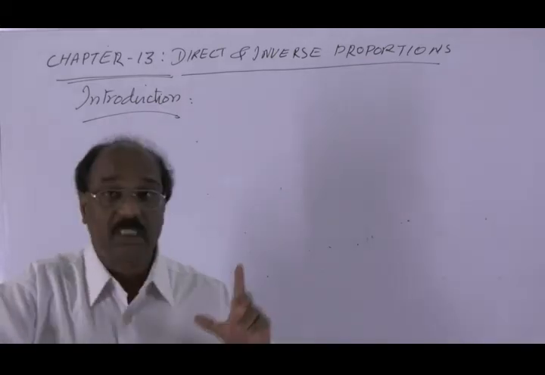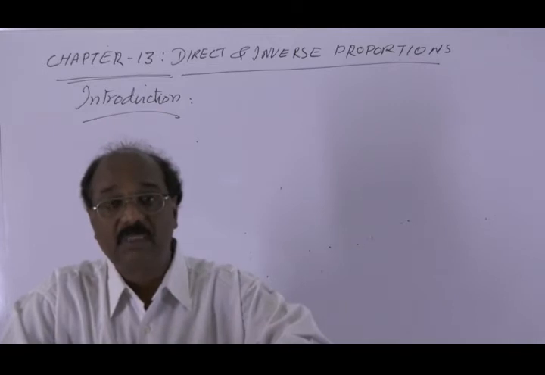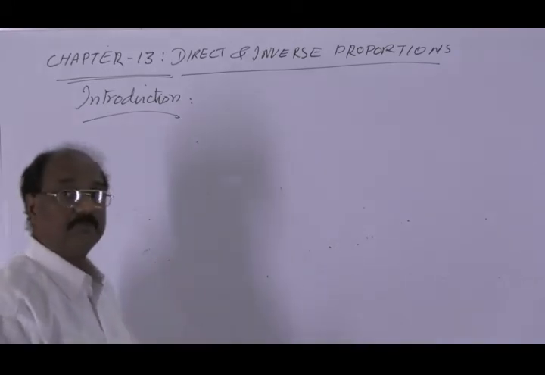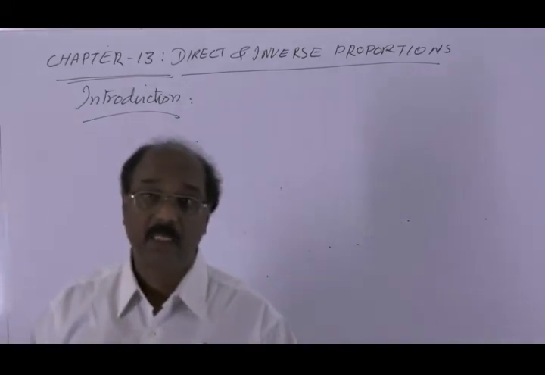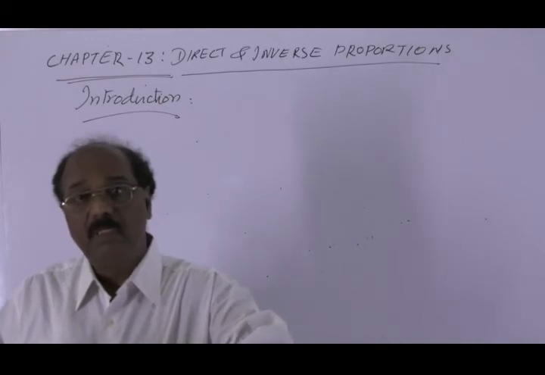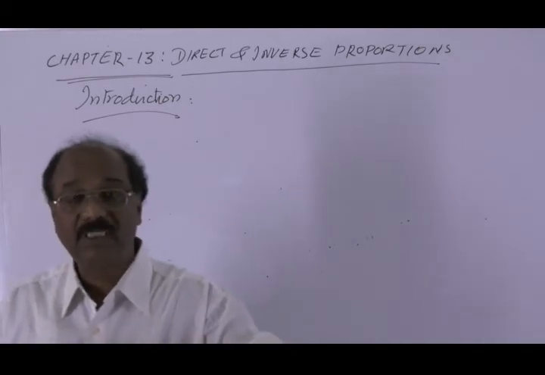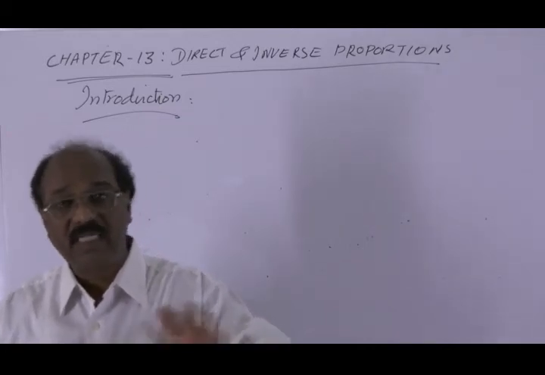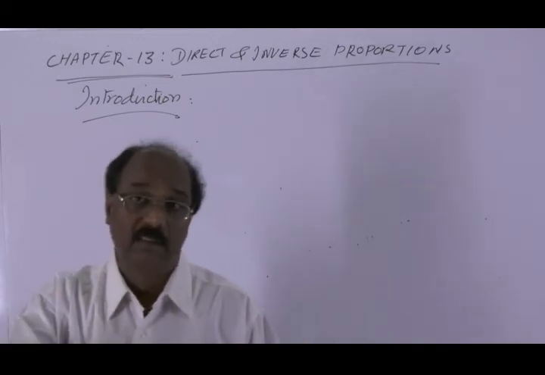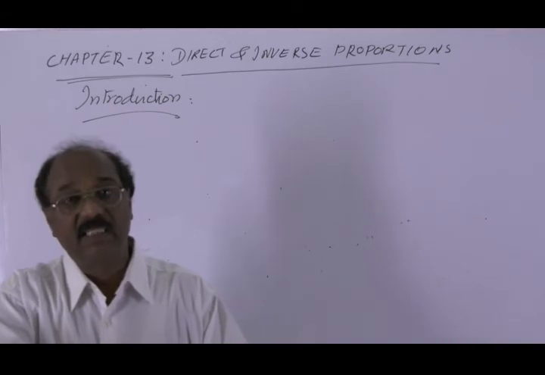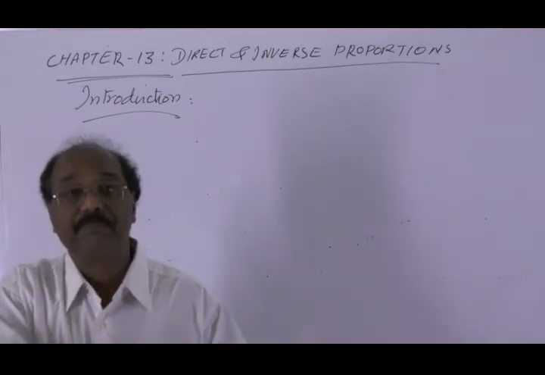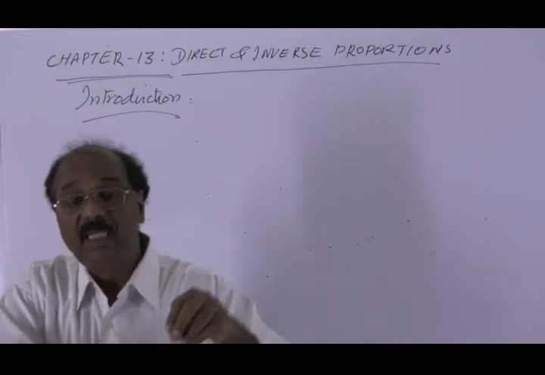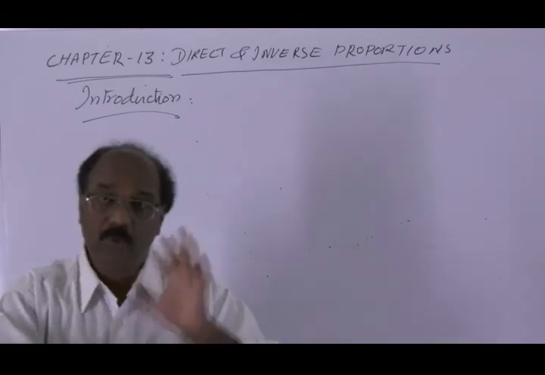And proportion is associated with these variables. So consider two variables. If one variable varies with respect to the other, then this variation can be in two ways: one, direct variation or direct proportion, and two, inverse variation or varying in inverse proportion. Two types of variations.